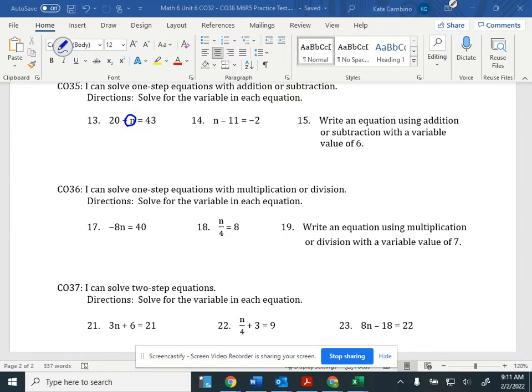So if it's 20 plus n, what do I do to get the n alone? Peyton, do you remember? No. I'm trying to remember what it is. I don't remember. So the math word that we used was inverse operations. Inverse means what?